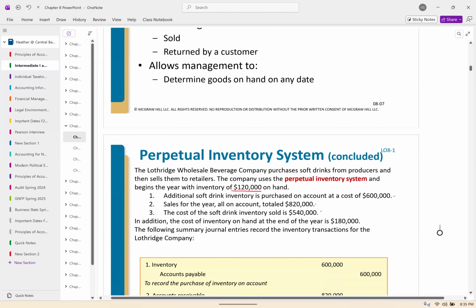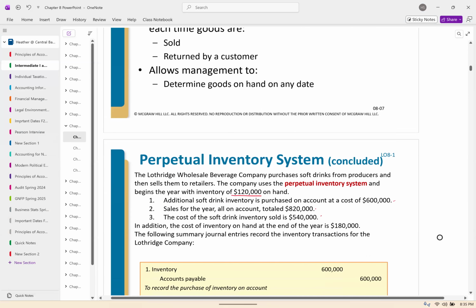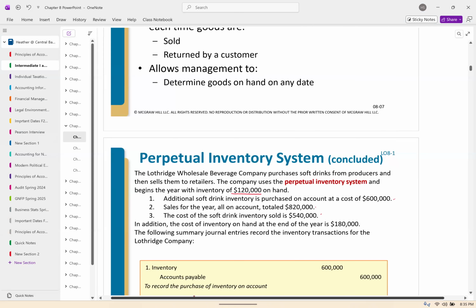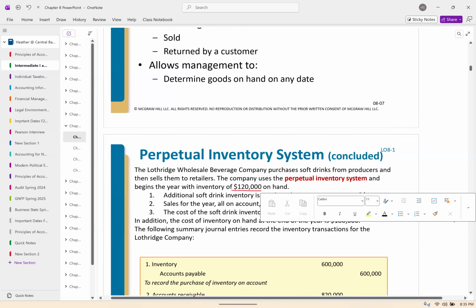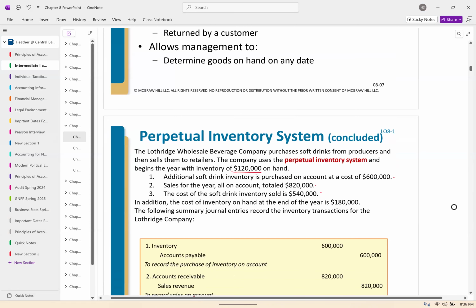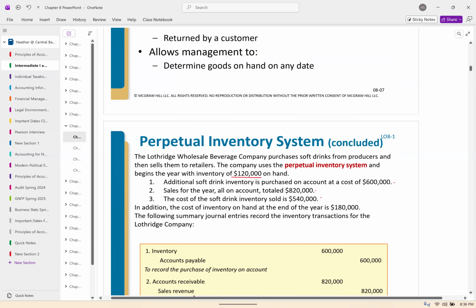So let's take care of the first one. We're purchasing. We don't do anything with the 120,000 because that was our beginning inventory. It was already there. It was last year's ending, so now it's this year's beginning. So we will debit inventory, credit accounts payable for that $600,000 of inventory. Then we're going to record a sale of 820,000. They're debiting accounts receivable, crediting sales revenue.